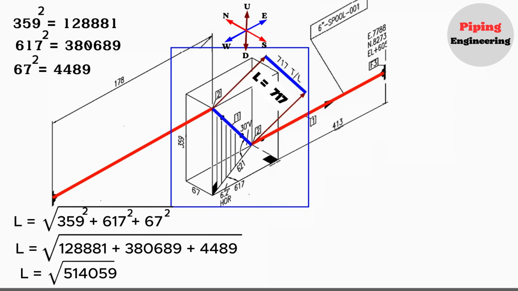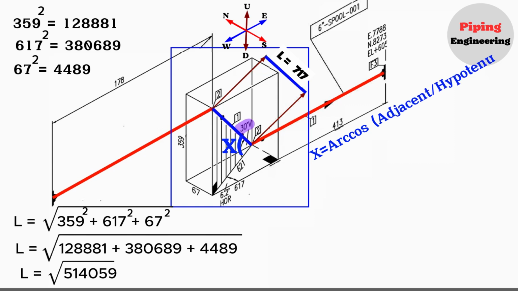Now, let's verify the accuracy of the elbow's degree, which is shown as 30 degrees in the isometric drawing. The degree of the elbow will be determined based on the right triangle formed by these dashed lines. To calculate the degree of the elbow, we will use this formula. X degree will be equal to arccosine of adjacent divided by hypotenuse.